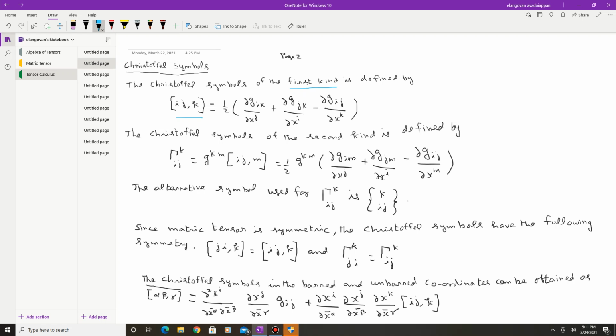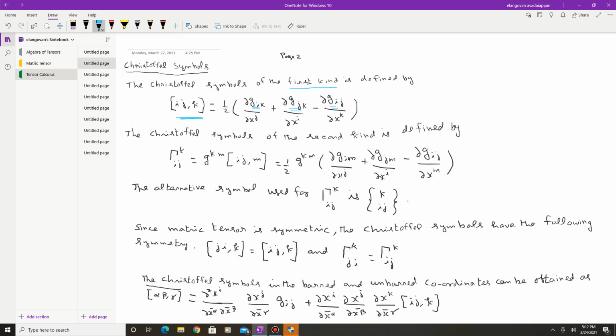This is defined as half into partial dg_ik by partial dx_j plus partial dg_jk divided by partial dx_i minus partial dg_ij by dx_k. So this g is a metric tensor. So the three index symbol is the first kind.